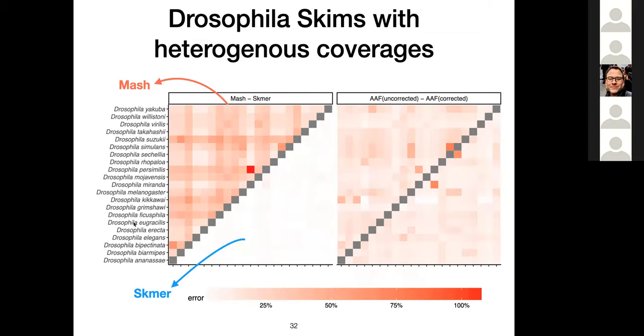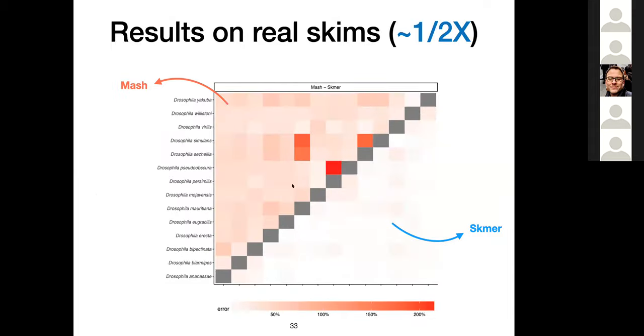These were on simulated genome skims. So we took the assembly and we simulated the skims from it using this tool called ART. These are the results when we start from the SRA files, and still we see the same thing. The accuracy is pretty good. So just by comparing SRA files, we can compute their distances pretty accurately. The coverage here is about 1/2x.